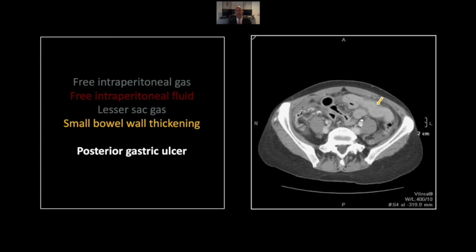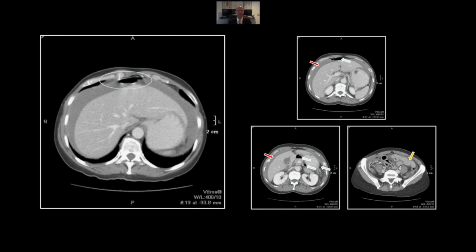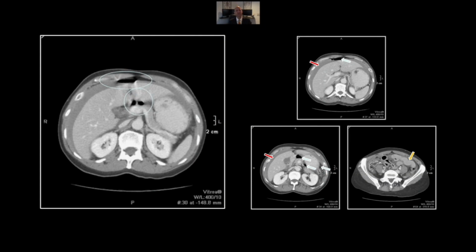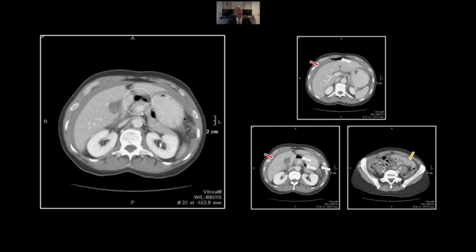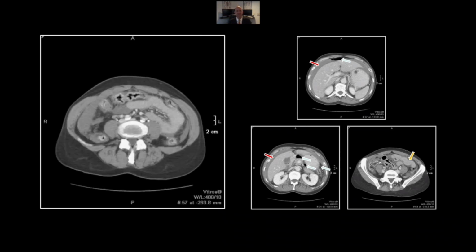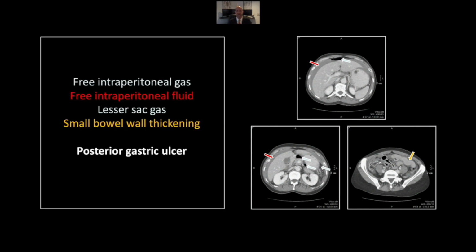Of course, all throughout the abdomen in cases of gastric rupture, you'll frequently see significant small bowel wall thickening for obvious reasons. So here we have the free intraperitoneal gas collections. They're in the portal region as well. But here are the most important ones, those in the lesser sac, again, diagnostic of a posterior gastric ulcer perforation. So that's, again, a perforated posterior gastric ulcer.